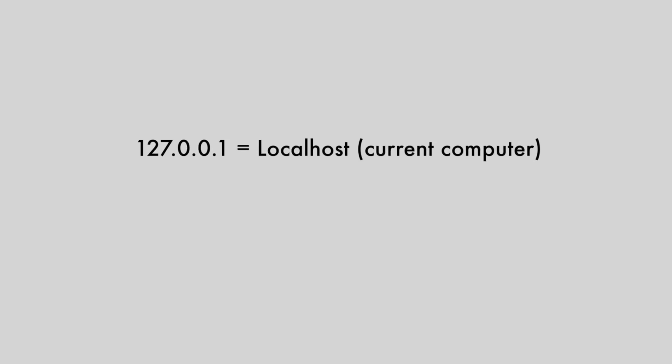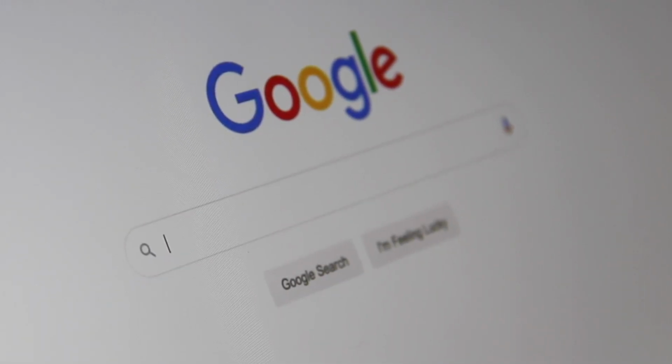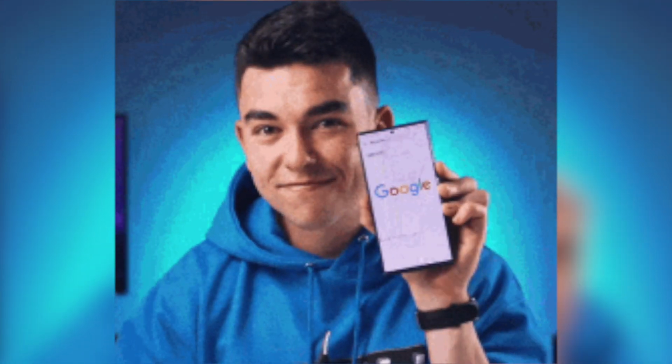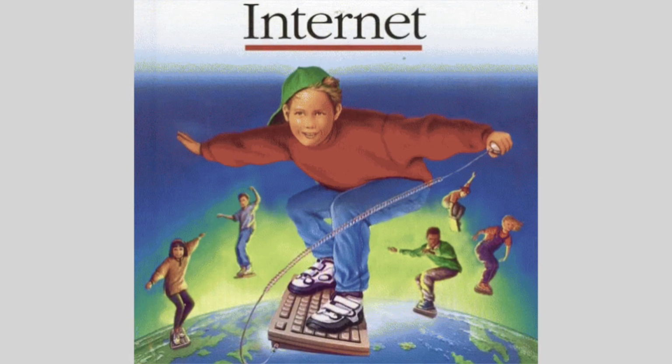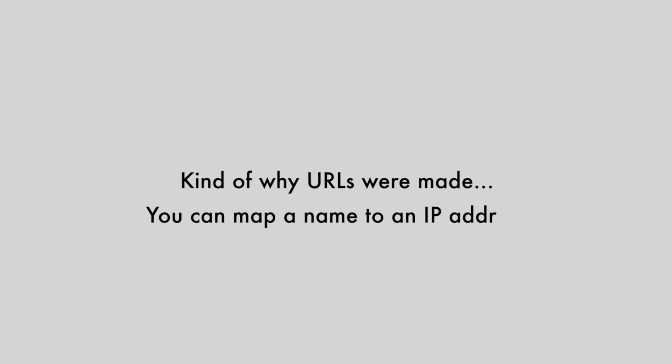Another common one is 192.168.0.1, which is usually your router or modem for your home network. If that doesn't work, you can probably change the 0 to a 1, and that'll probably work. Once the internet was started, though, people quickly realized if you wanted to go to Google, it would be way nicer to say go to google.com rather than go to 142.251.41.46. And you can search the web. But that's in part why URLs were made, so you can map a name to an IP address.